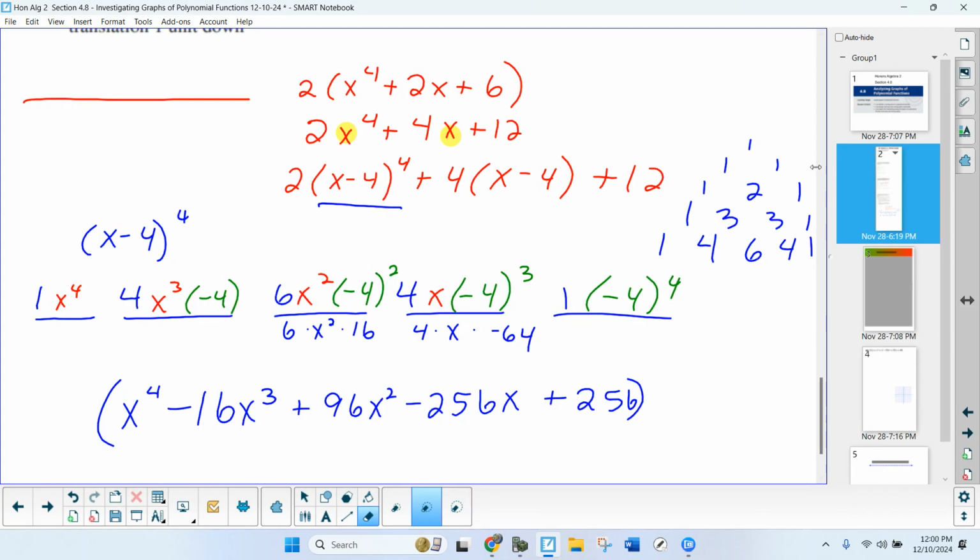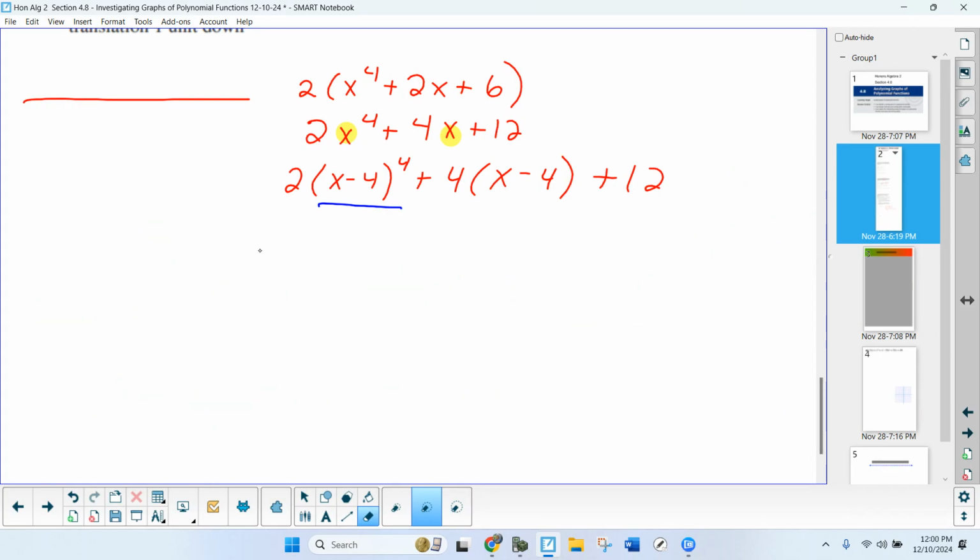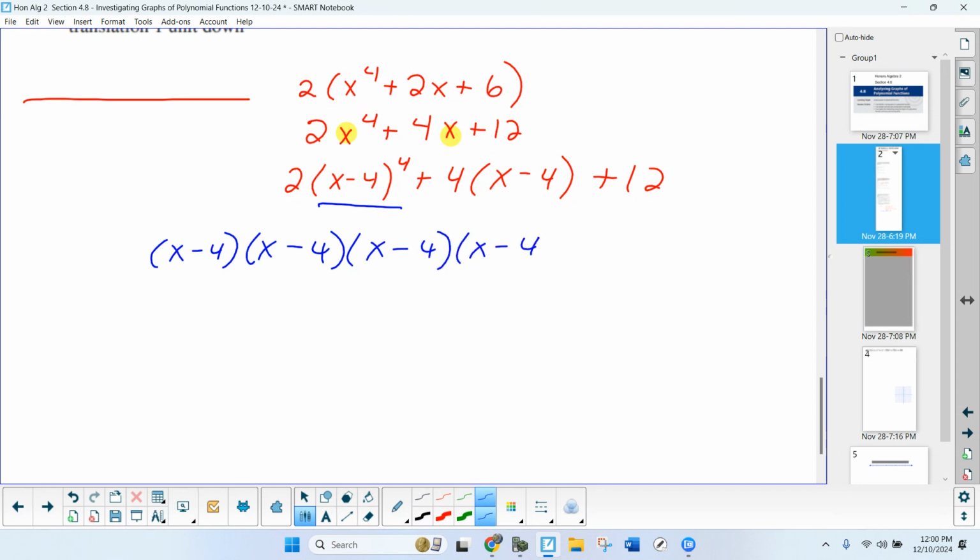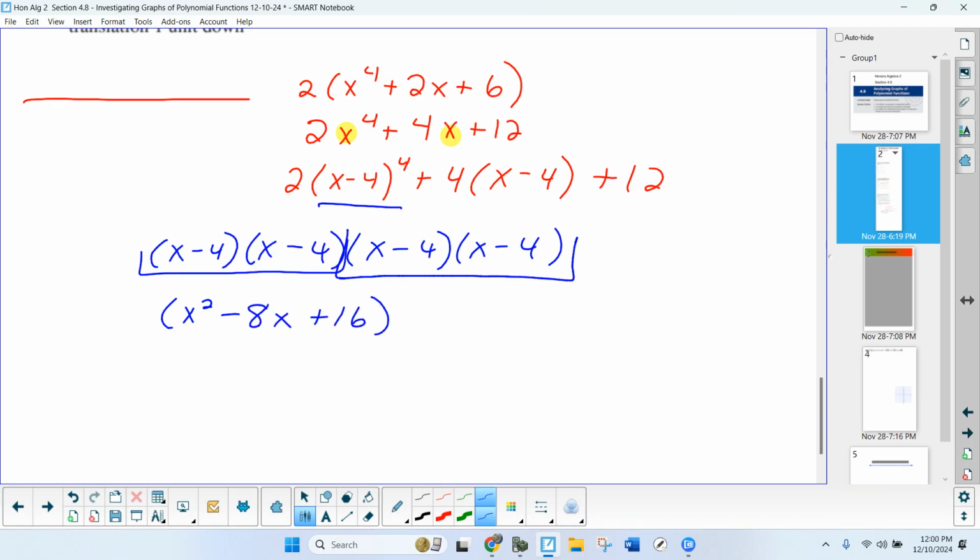Let's try this again. Or you would have to multiply it out how many times? 4. So if you multiplied it out 4 times, let me show you how I would do this if I were doing this myself. I would do 2 of them. And when you FOIL, what do you guys get? x squared minus 4x minus 8x plus 16. Now I would do these. It's the same thing, right?